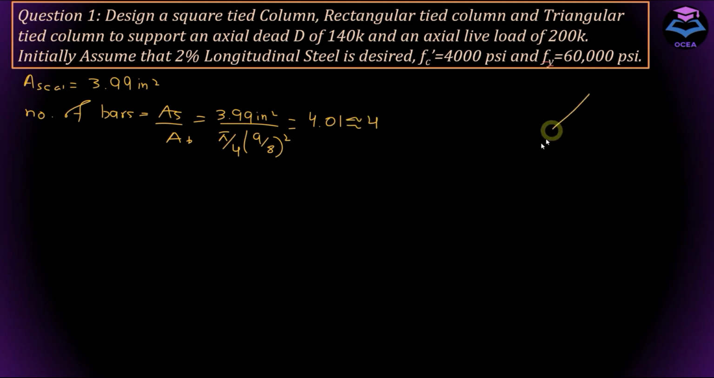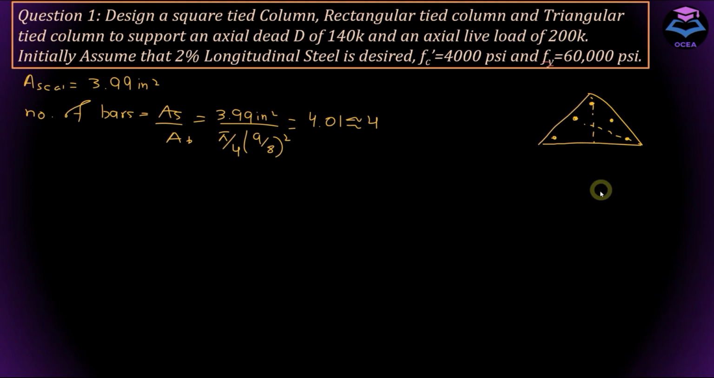And notice that we have a triangular shaped column. We have to provide bars at every corner. Well, where do we provide the last bar? Well, if I provide it here, it's unsymmetrical about this line, and if I provide it here, it's unsymmetrical about this line.